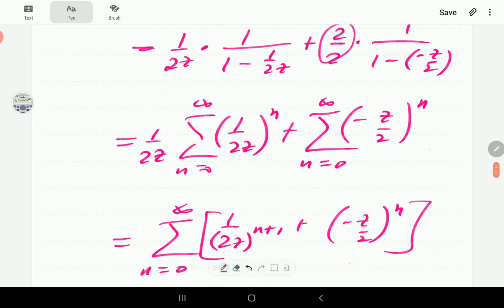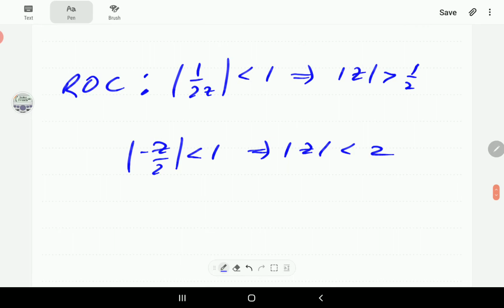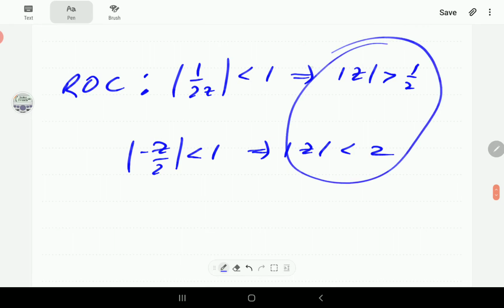Then the second one, we want the magnitude of this to be less than 1. So negative z over 2 less than 1. This implies that magnitude of z is less than 2. So of course then these two combine to give us the inequality magnitude of z is greater than 1/2 and less than 2, which is the region we are looking for.